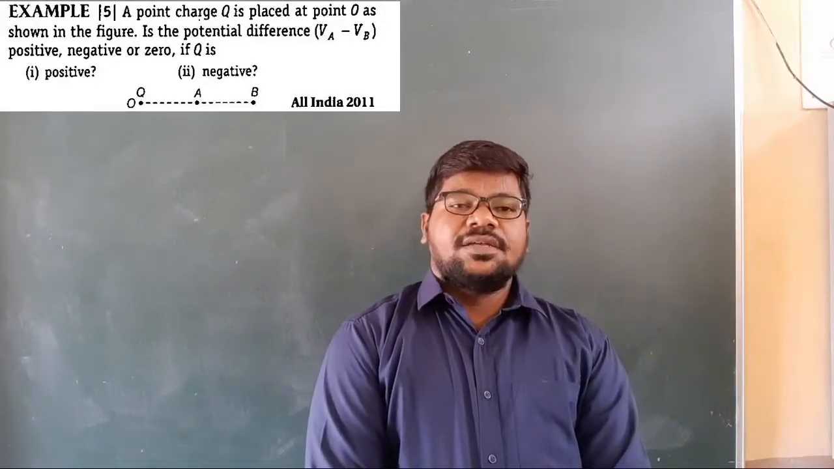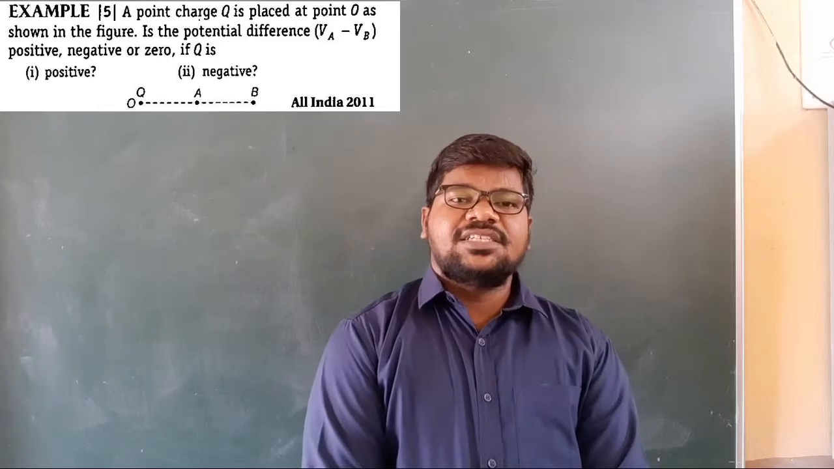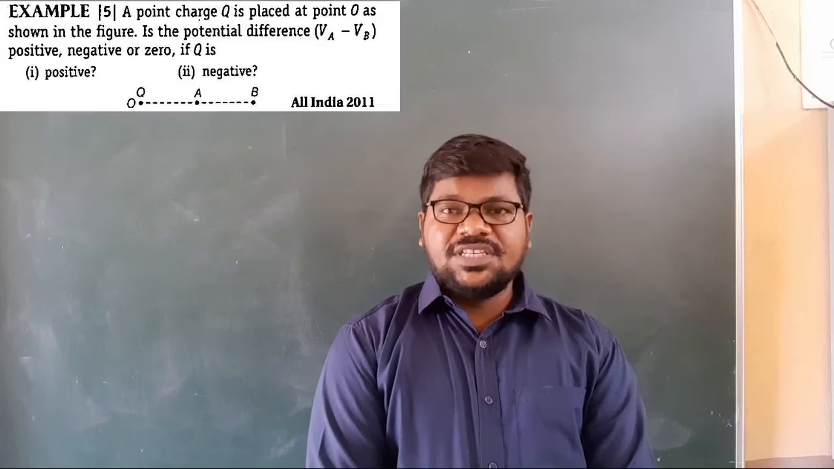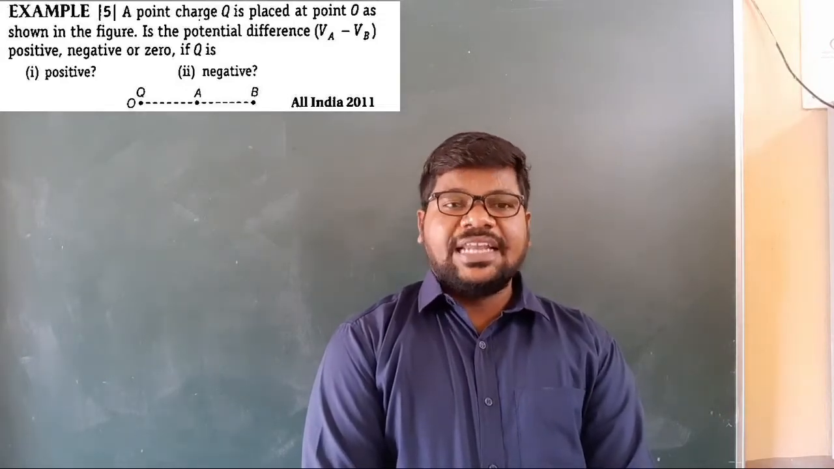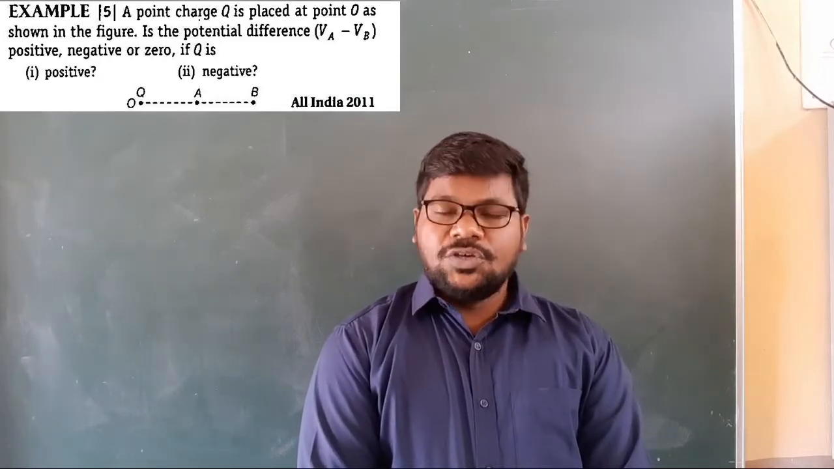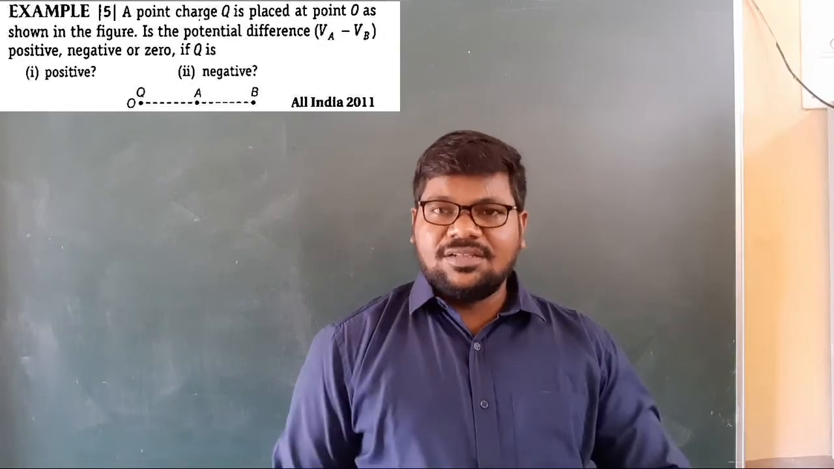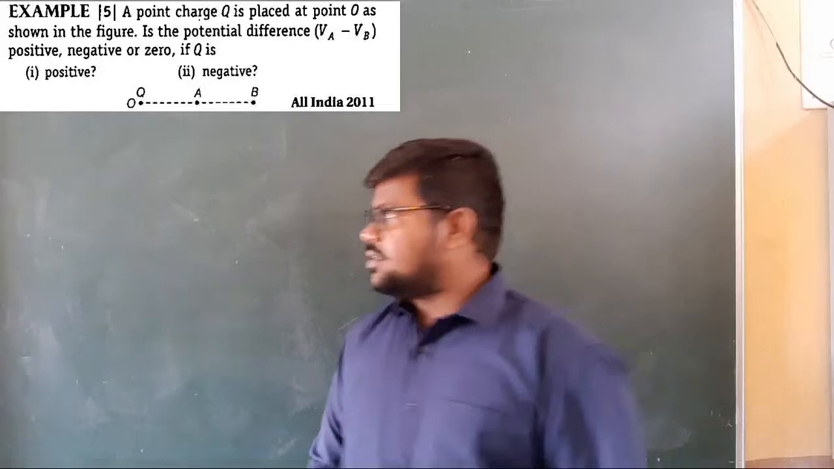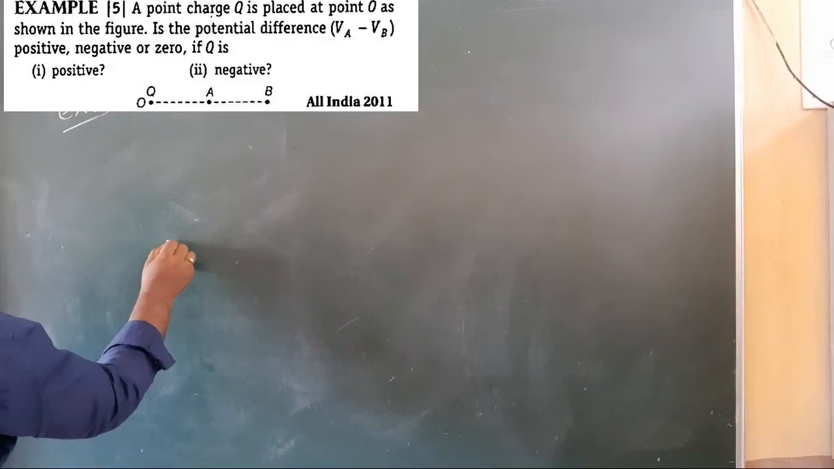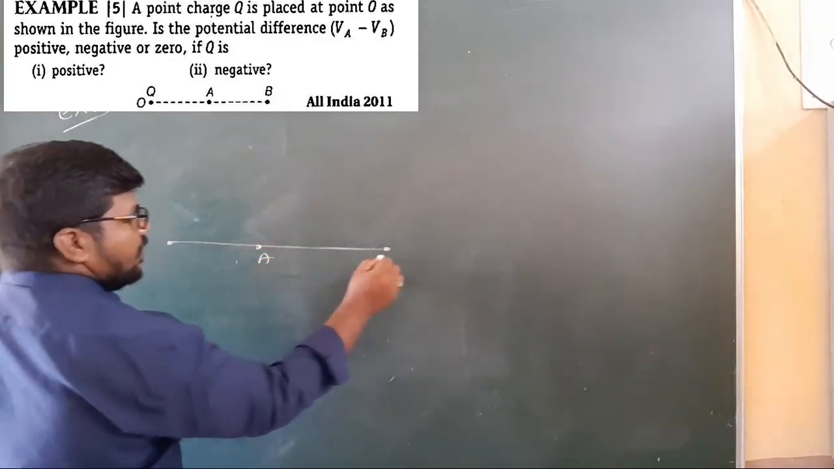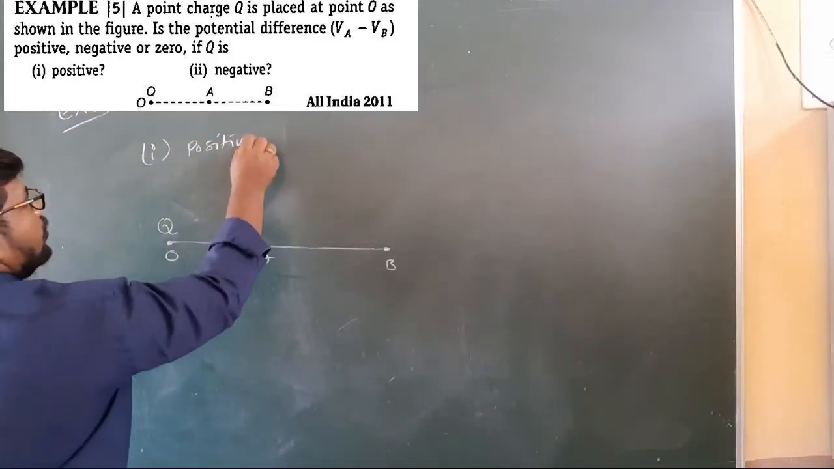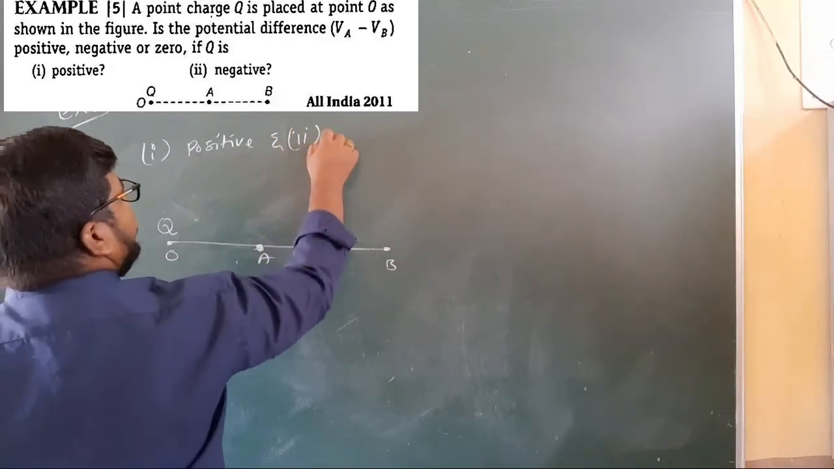Example 5, my children. A point charge Q is placed at a point O, as shown in the figure. Is the potential difference VA minus VB positive, negative, or zero, if Q is positive, and if Q is negative? So coming to the diagram, this is the diagram. Here A, here B. The first case is positive and the second one negative.